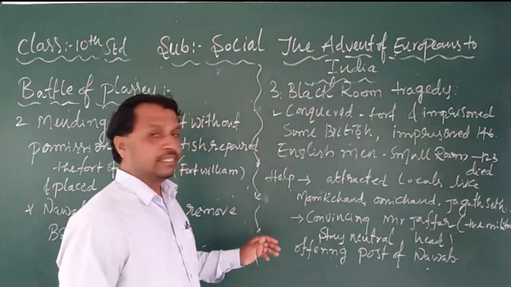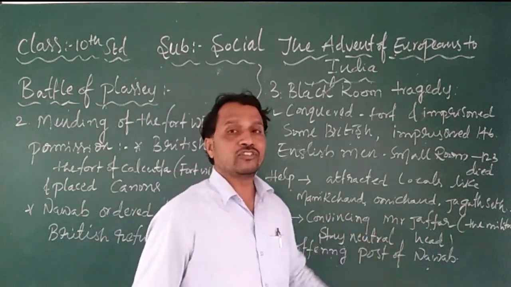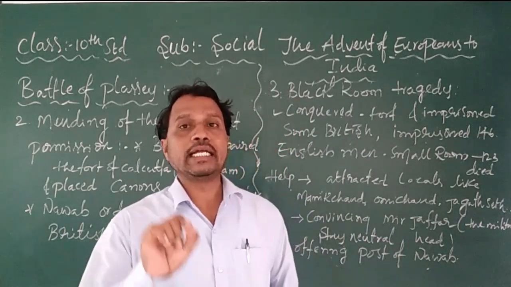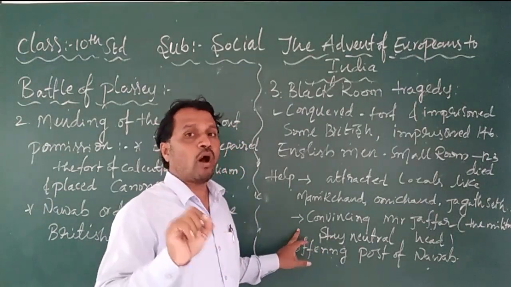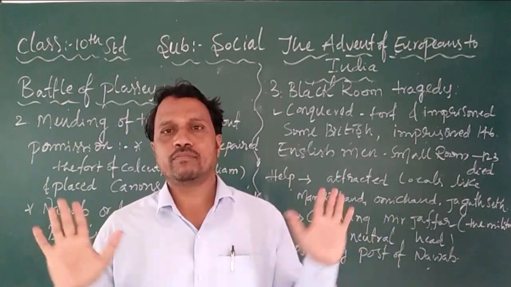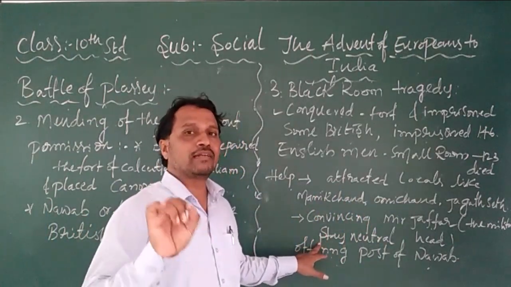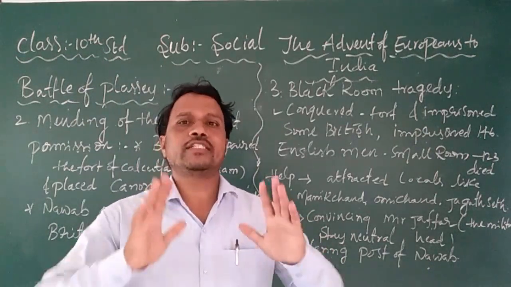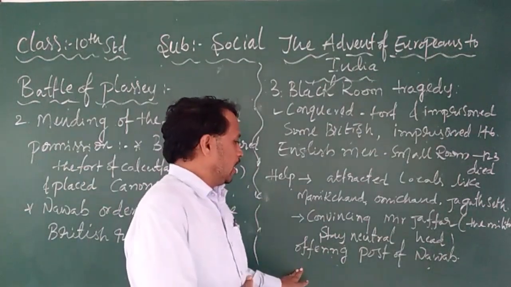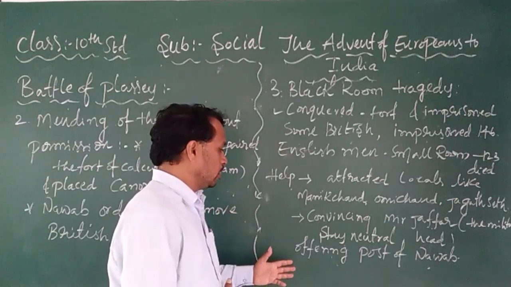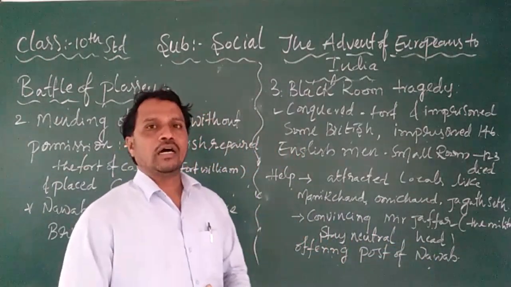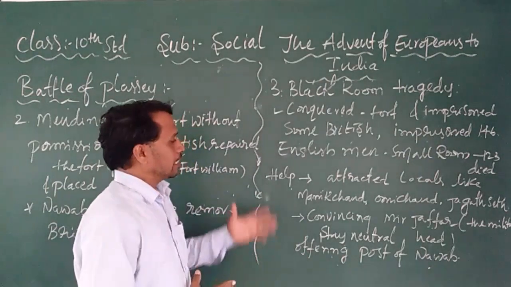And another one, what was it? Robert Clive convinced Mir Jafar. Who is Mir Jafar? Mir Jafar is the military head of Siraj Uddaula, and he was convinced by the British. What was the convincing? At battle time, Mir Jafar wanted to stay neutral, keep quiet. If he stayed neutral, the British offered him something. What offer? After the battle, after the death of Siraj Uddaula, they offered Mir Jafar the post of Nawab. By this, the British East India Company completely disturbed the Nawab's gathering.